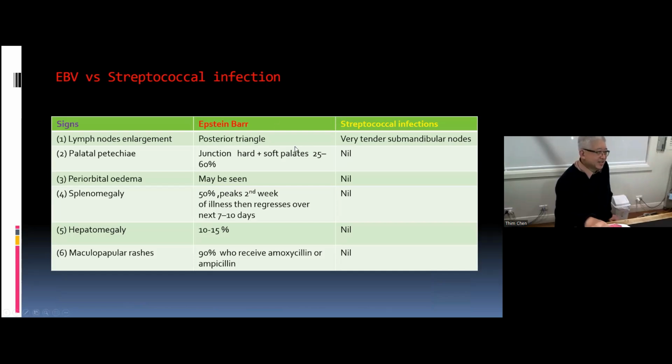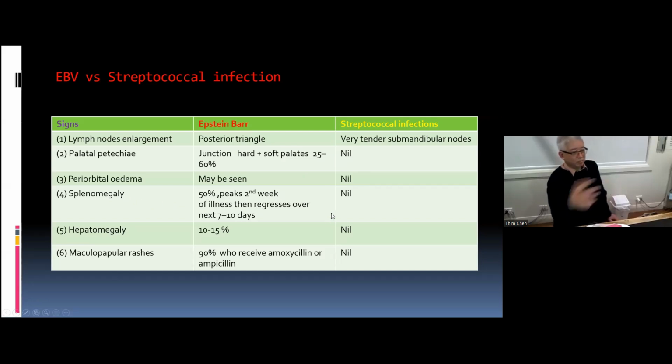And I said that the lymph nodes I would like to share with you. So this table, which I created about 15 years ago, you can see the lymph nodes in EBV, like the posterior triangle. And then you can see palatal petechiae, they are more seen in EBV than in streptococcal. Apparently, they have more periorbital edema than streptococcal. And splenomegaly, of course, they can have in 50%, and then it peaks in the second week.